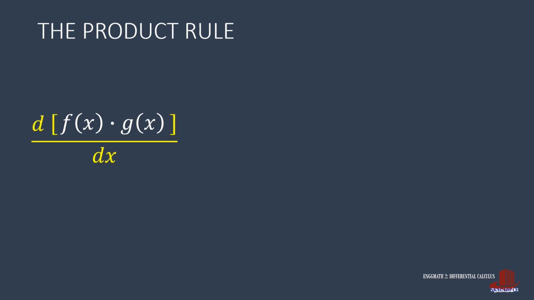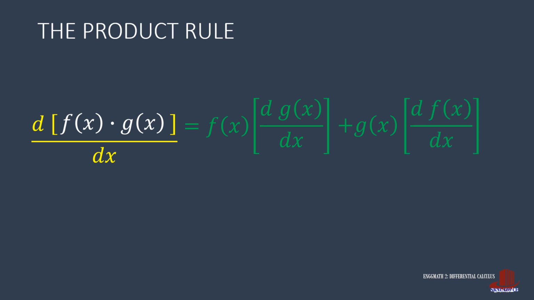Let's recall the pattern of the product rule. Having two functions, f of x and g of x, we differentiate their product by copying the first term and differentiating the second term. Then add to this the second term copied, multiplied by the derivative of the first term.